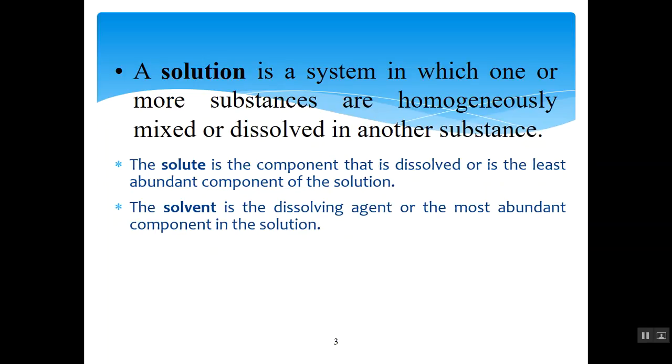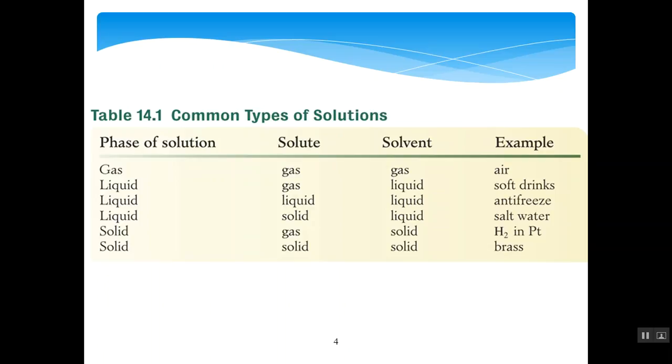So as you can see on the screen, it says here that a solute is a component that is dissolved or is the least abundant component of the solution. The solvent, on the other hand, is a dissolving agent, and it is the one that is in the most abundance of the different components in a mixture. So here are the common types of solutions.